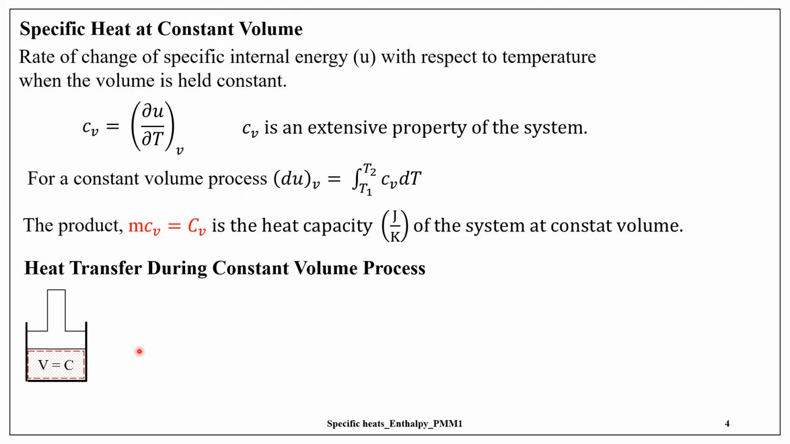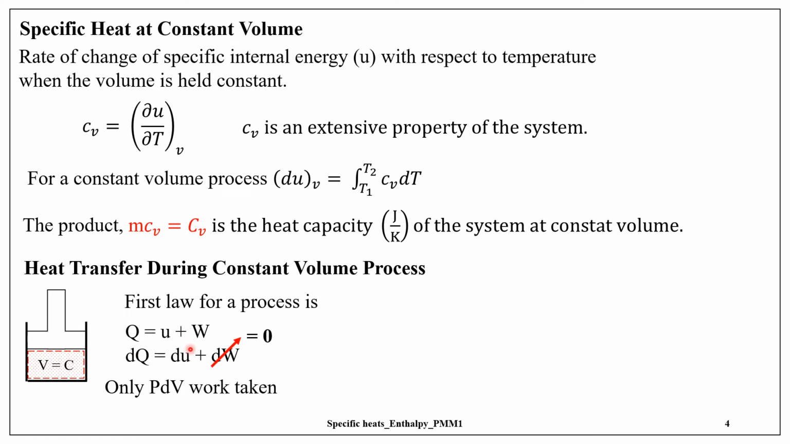And for this constant volume process, we can apply the first law of thermodynamics. That can be written as Q equal to U plus W, in differential form dq equal to du plus dw, and this dw is equal to 0 because volume is constant. Again, we are considering only pdV work, and dV, the change in volume during a constant volume process, is 0, and hence dw is equal to 0. From this, we can write dq equal to du.